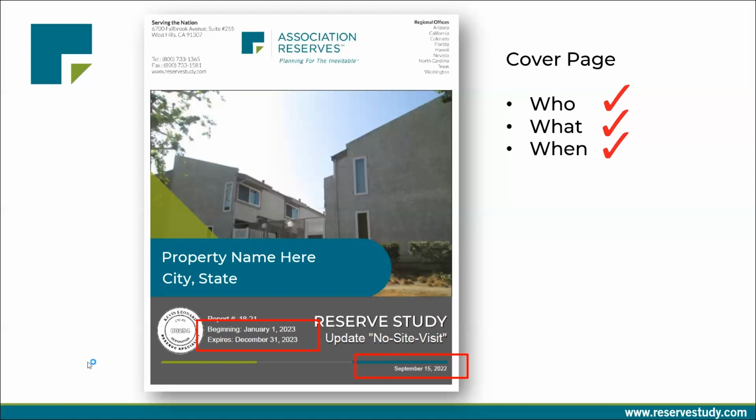So look for a beginning date. Also look for when it was prepared. That'll give you an idea if this was the, I want to say, original reserve study delivered for them, or if it was an update, things like that. So look for that kind of information as you're guiding the association forward.